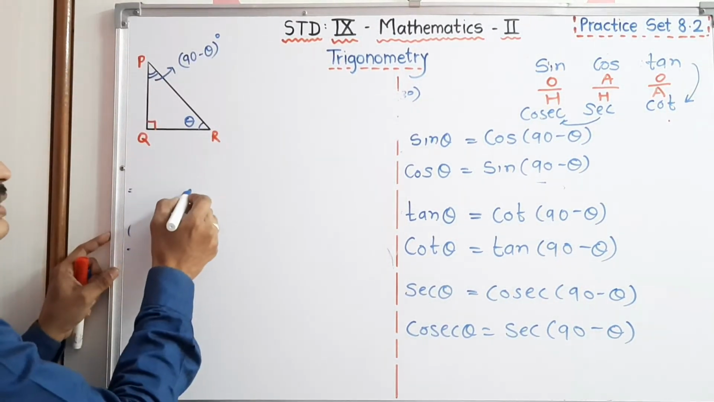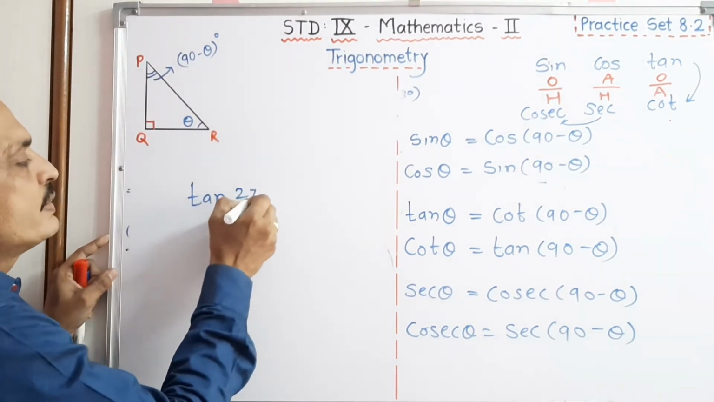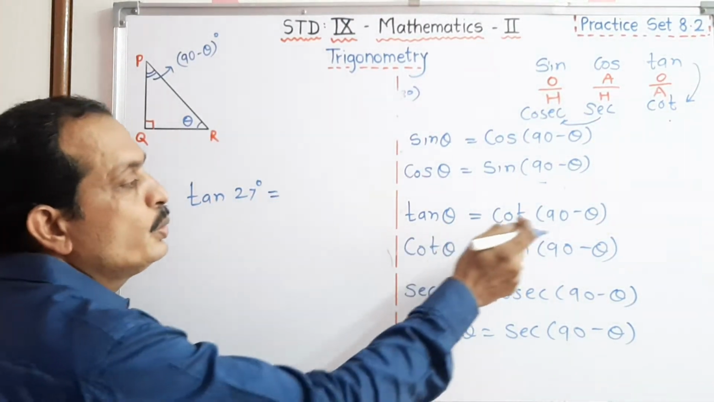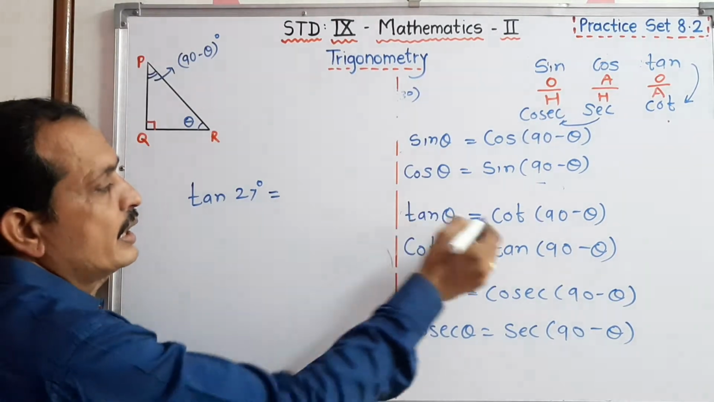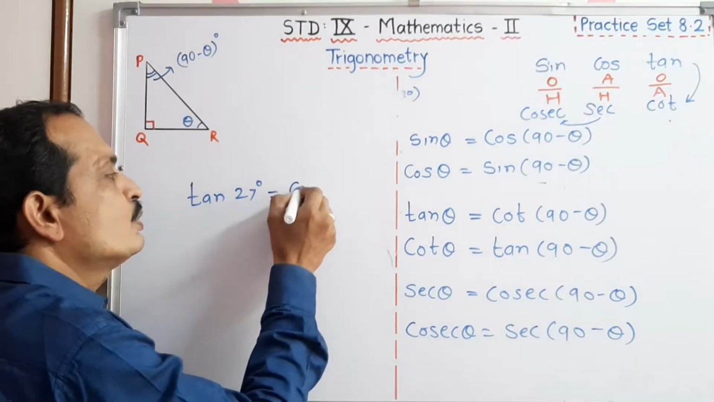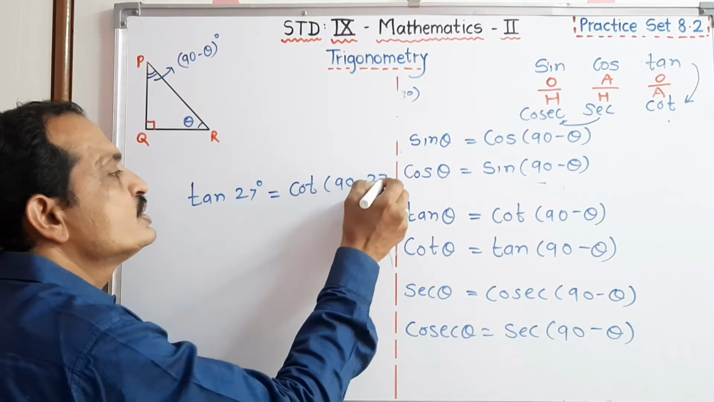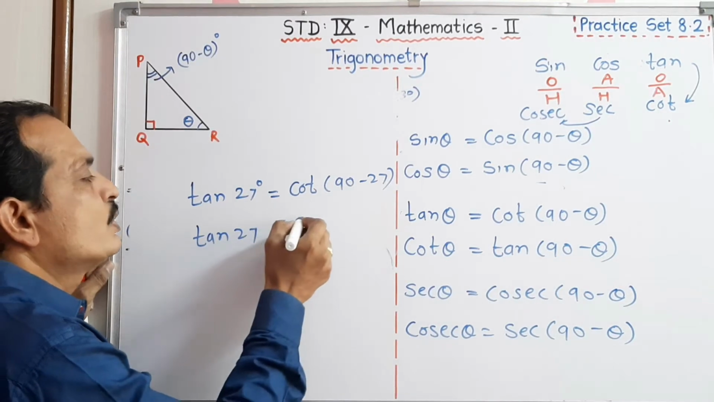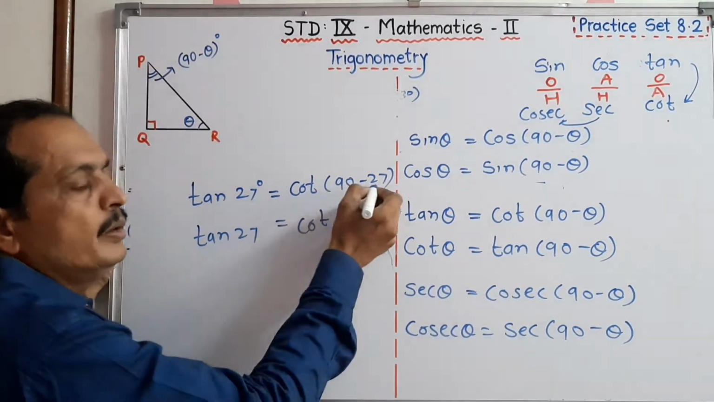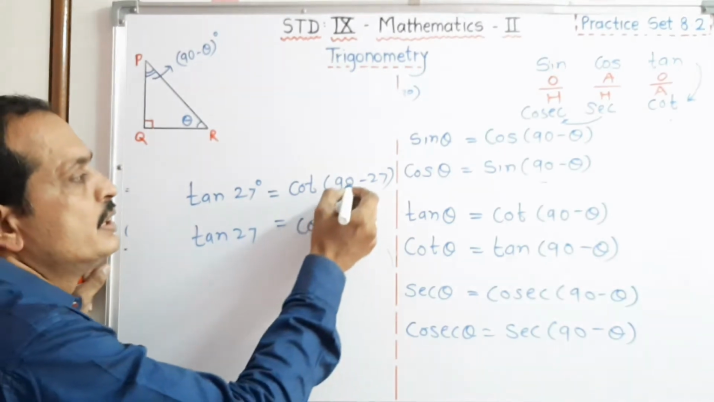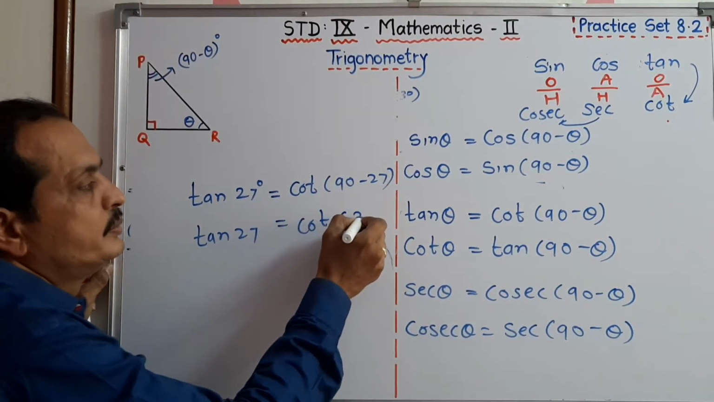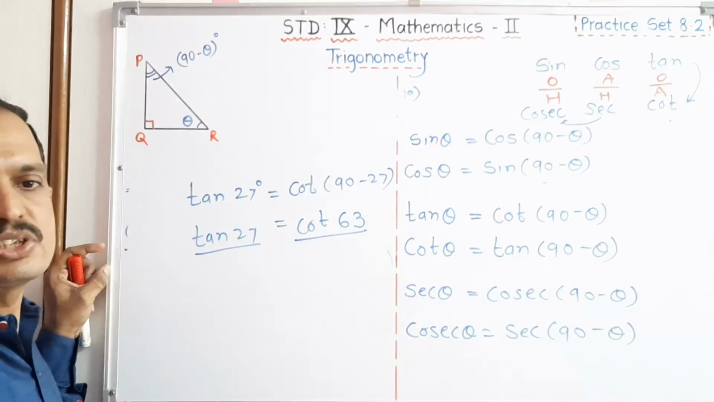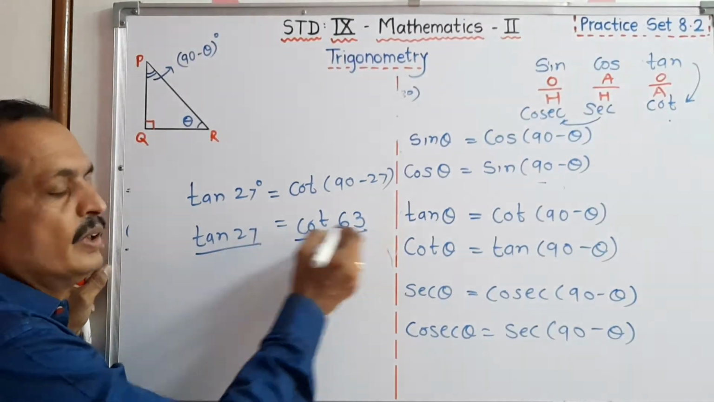See, if I write here tan 27 degree, then tan 27 degree we can convert into the cot 90 minus theta. That means tan 27 is equal to cot 90 minus 27. Therefore, dear student, tan 27 is equal to cot 90 minus 27. How much it is? See, it is 63. Got it? Therefore, tan 27 is equal to cot 63. Got it? This is the relation.